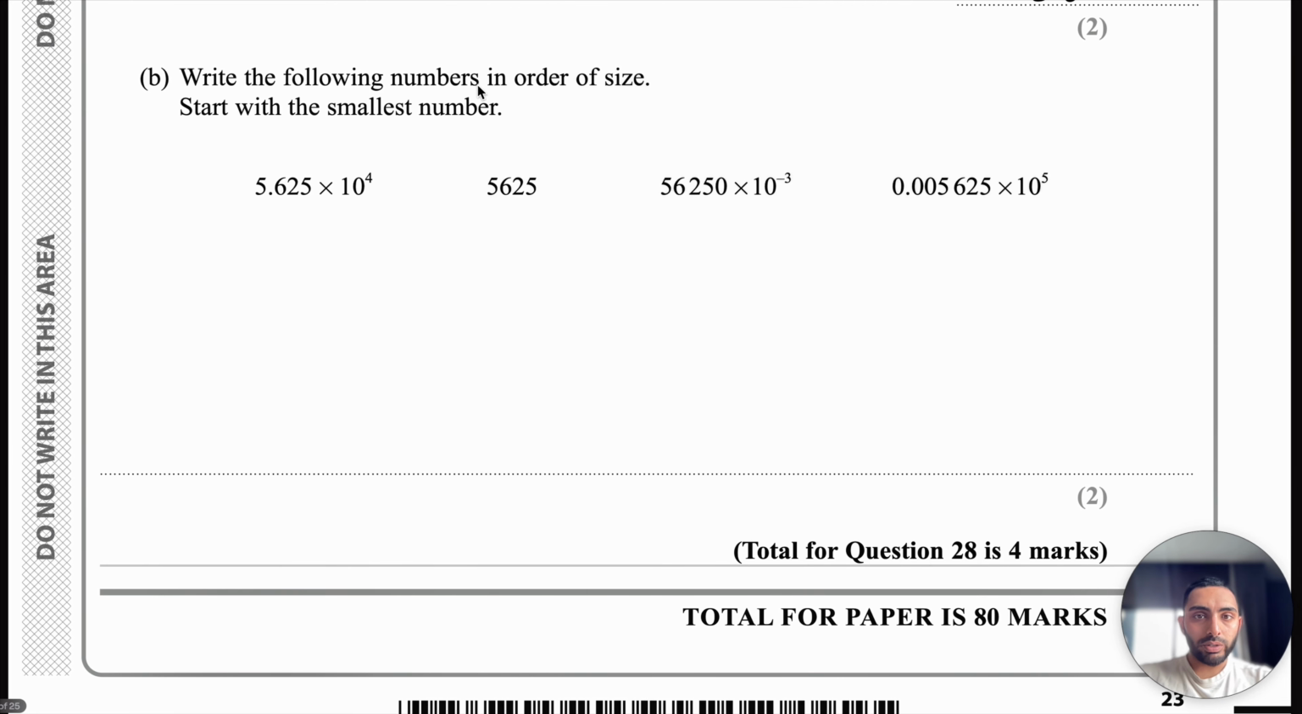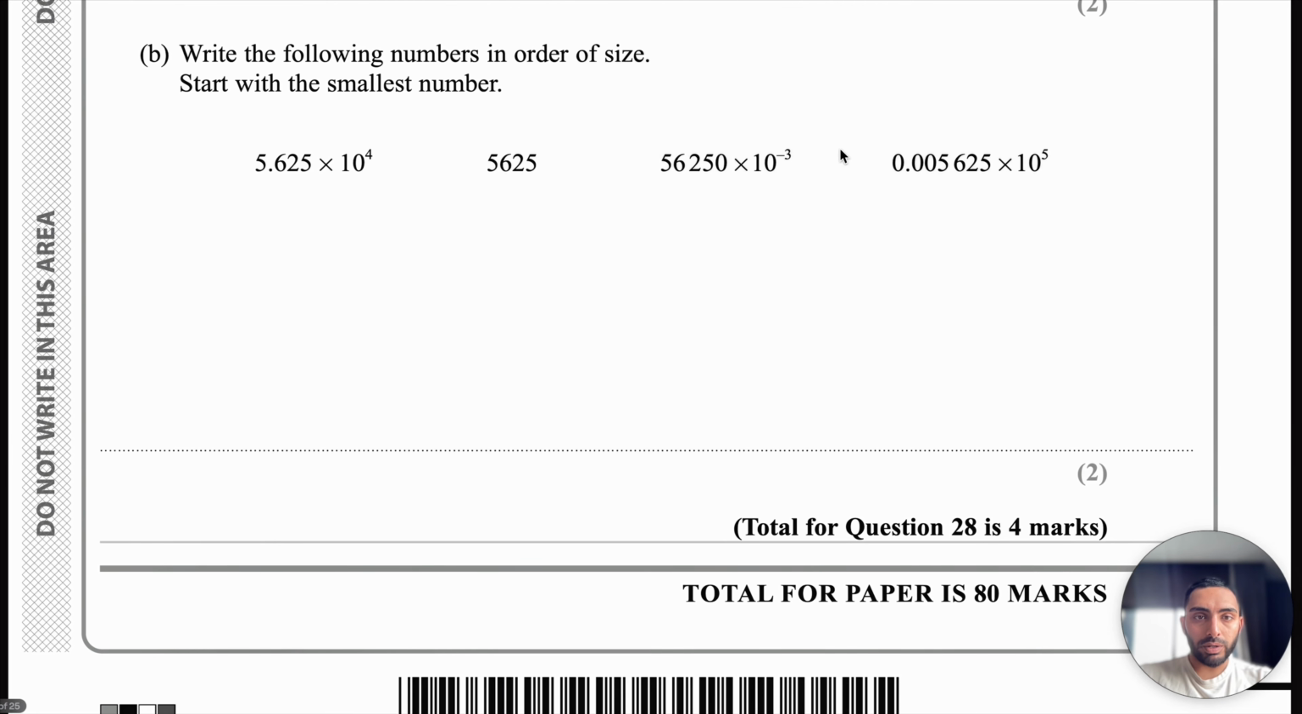Part B, write the following numbers in order of size. Start with the smallest number. I've got all of these numbers in standard form, so I could use my calculator to convert all of these, but I'm just going to do it by hand. 5.625 times 10 to the 4. If I multiply this number by 10 to the 1, the decimal point would move there. If I multiply it by 10 to the 2, it would move there, 10 to the 3, and then 10 to the 4, I need an extra 0. So that number is the same as 56250.